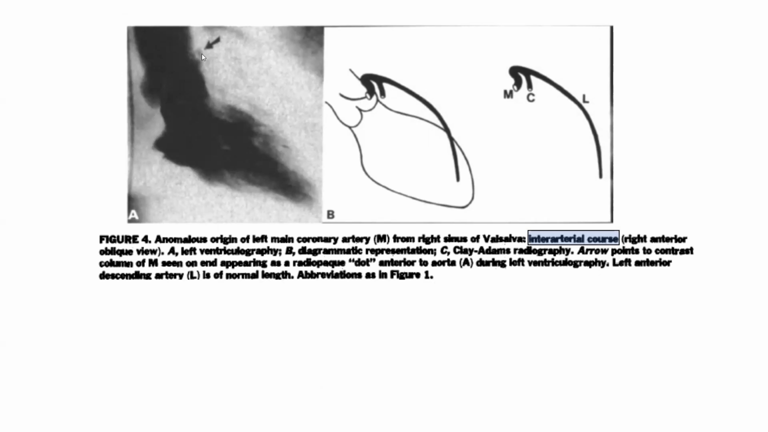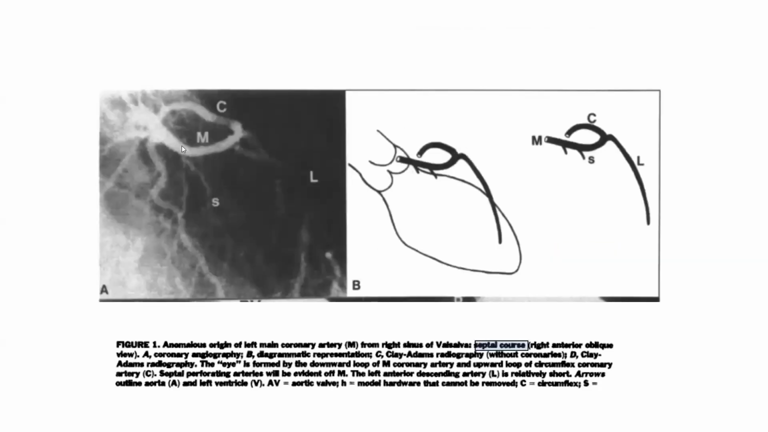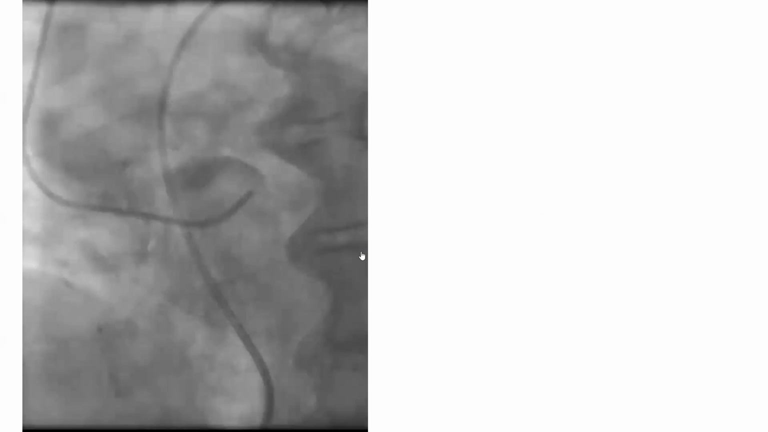It's not always a dot, it's like a kinky artery in front of the aorta, tight in front of the aorta. This is how that anterior course projects. It's a wide loop. And this is the subpulmonic course, wide loop or eyebrow downward. Okay. I will give you now case illustrations.